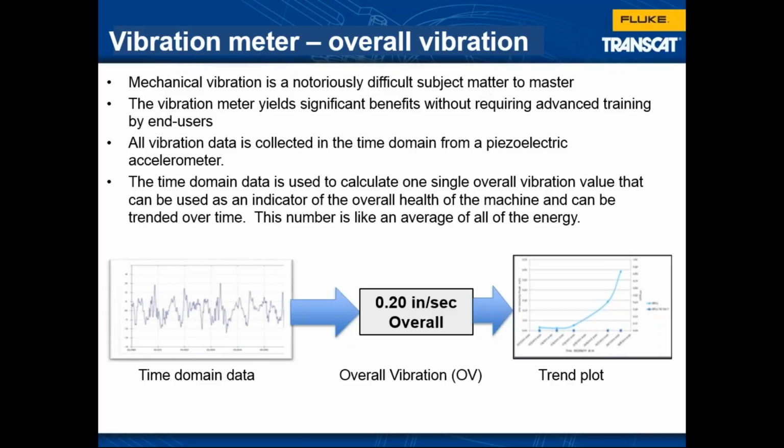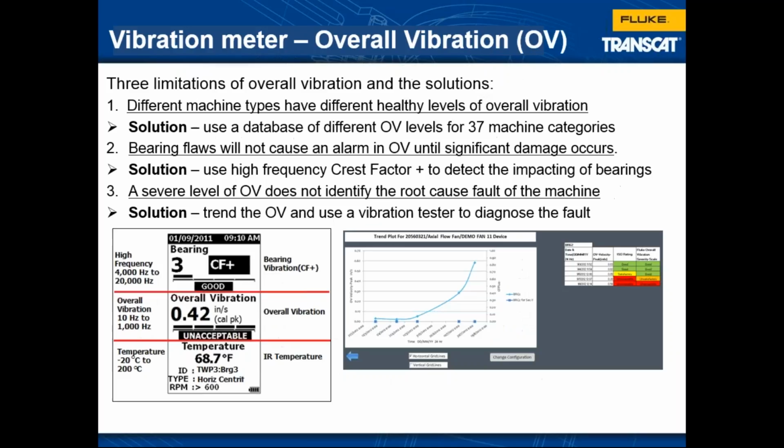So we would trend this over time, and once it started getting high, we know something is wrong with this machine. So some of the limitations of overall vibration is that different machines can have different vibration levels. So one solution to this is to get a database of overall vibration levels for some standard machines. So here in this example, down at the bottom, we're showing how we could trend a machine over time, but it would take us time to find the answer.